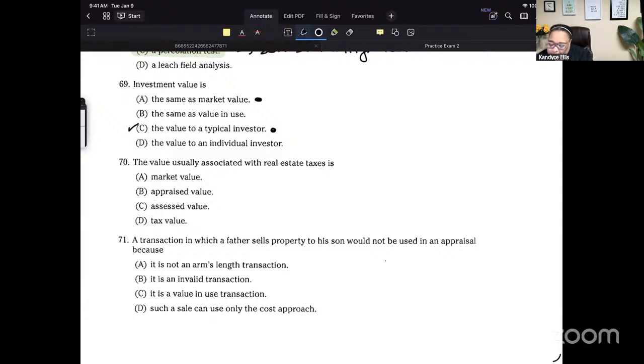Hey, Uncle Ray. The investment value, is it the same as market value? Is it the same as value in use? Is it the value to a typical investor, or is it the value to an individual investor? What does the term investment value mean if I got that on a test question?